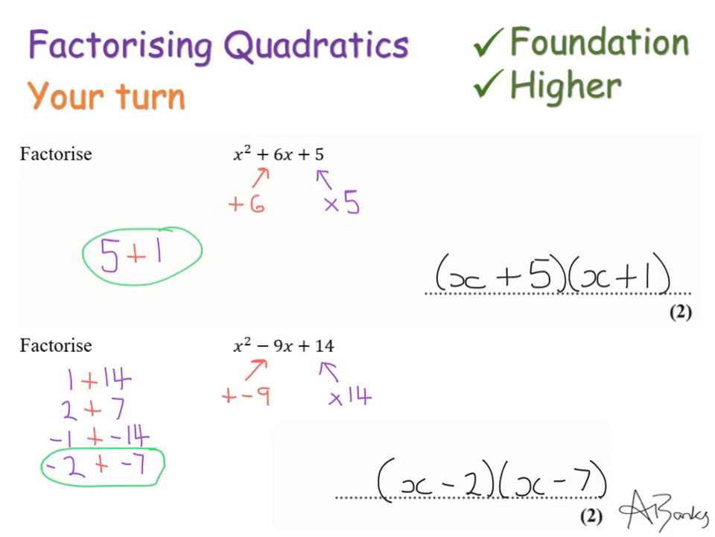The second one is also a different one, because here I'm looking for numbers that multiply to make 14 but add to make -9. If I try 1 and 14, and 2 and 7, it doesn't work. I have to start using my double negatives, because -1 times -14 is 14, and -2 times -7 is 14. So that's the actual answer, the last one there. So it's -7 and -2.